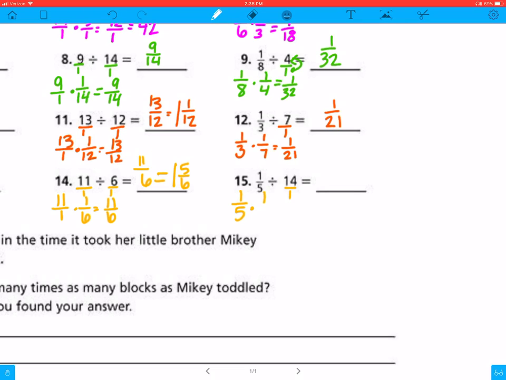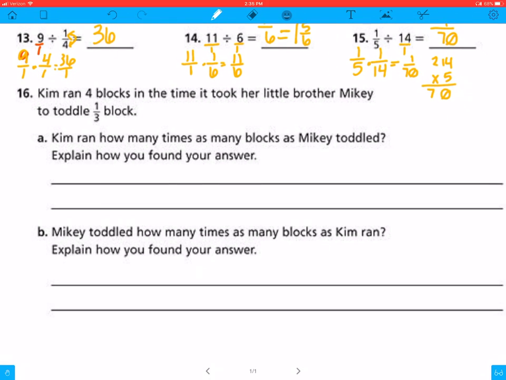1/5 multiplied by 1 over 14. I multiply straight across, and I could count my fingers, 5, 10, 15, 20, or I can do the multiplication on the side, and I get an answer of 70. So for number 15, the answer is 1/70.